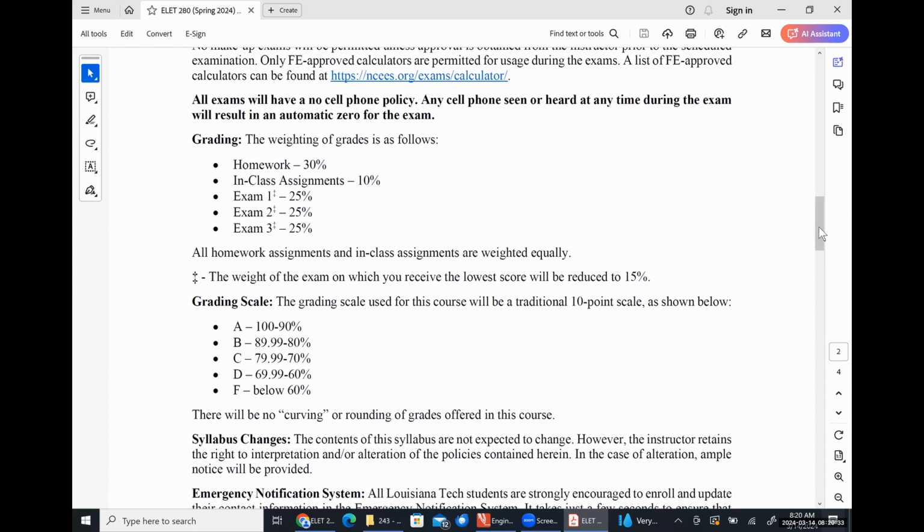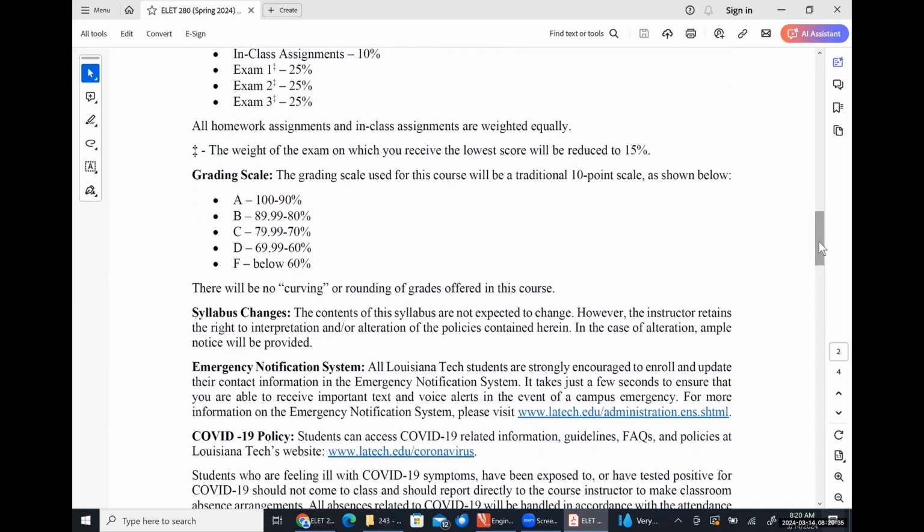Let's see, syllabus changes: other than the few typos, or that's not really typos, but I need to go back and change Moodle to Canvas and a couple of things like that. I don't anticipate that there will be any other changes to the syllabus, but if there need to be, I reserve the right to make them as long as I tell you about them.